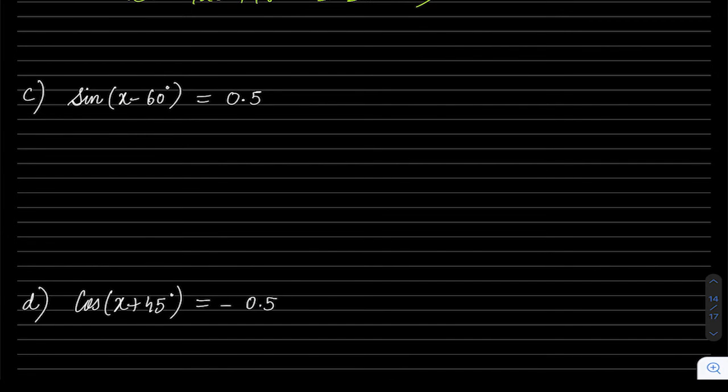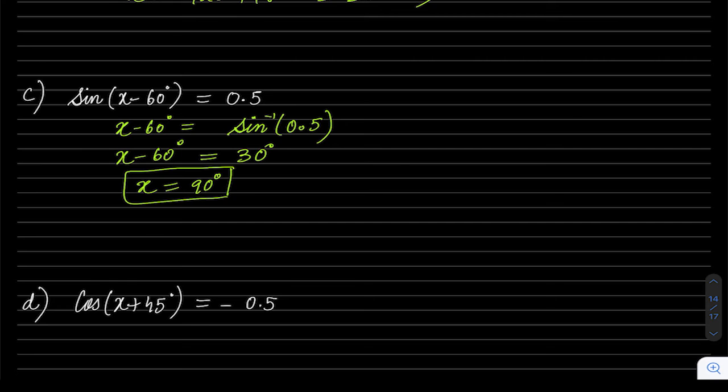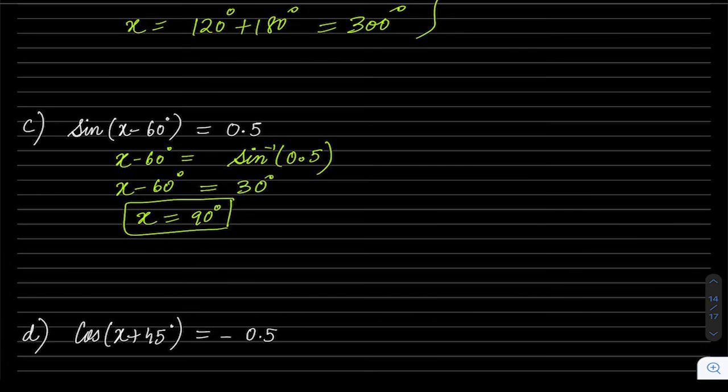The third question is sine of x minus 60 equals 0.5. So the first answer obviously I will get from the calculator. So this is sine inverse of 0.5 and your calculator will give you the value as 30 degrees. So once you have this 30 degree value, x minus 60 is 30, so I am getting x as 90 degrees. So that is one of my answers. There might be more answers. So how do we find the other answers?